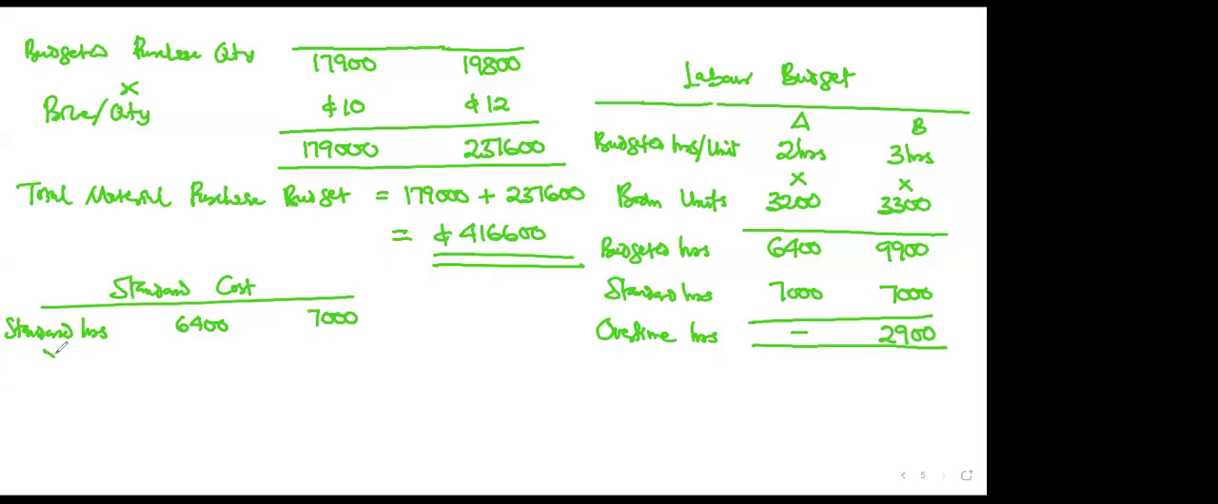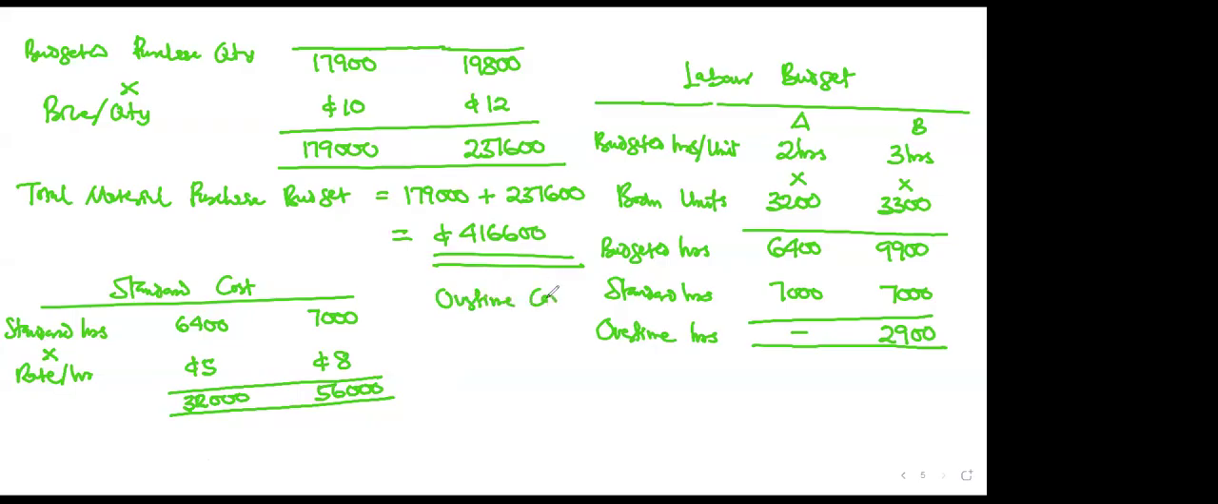Then you multiply by the labor rate per hour. Maybe we are paying this one 5 cedis, and then for B, we are paying 8 cedis. So this will give you the standard cost of labor. Calculate that for me. That one is 32,000. What about the other side? That one is 56,000.